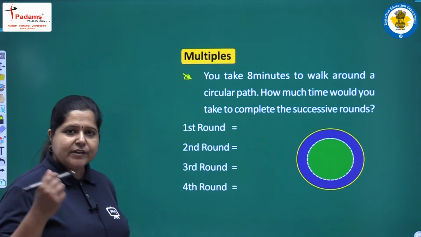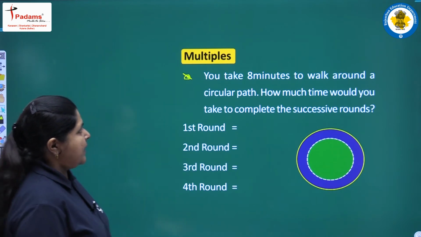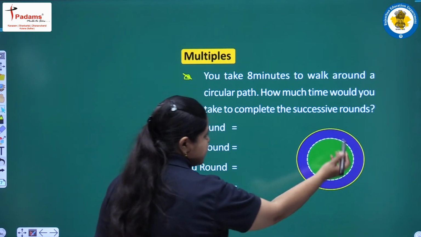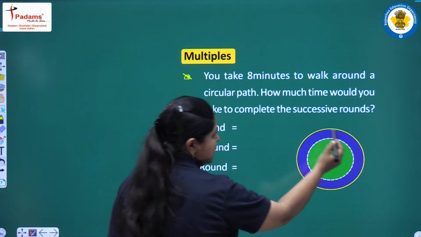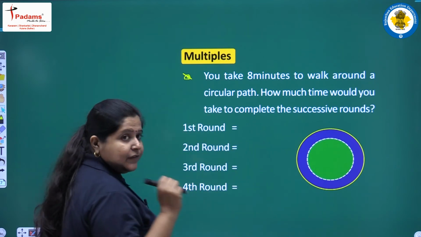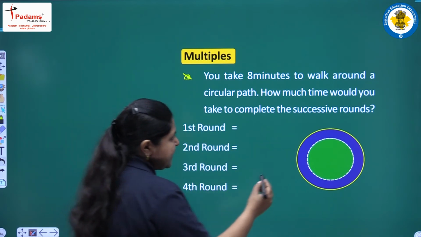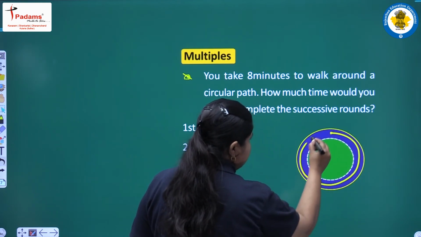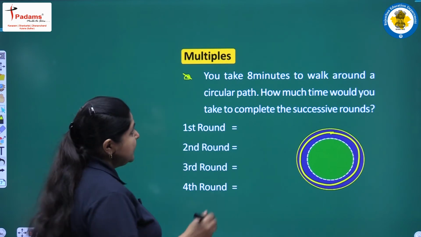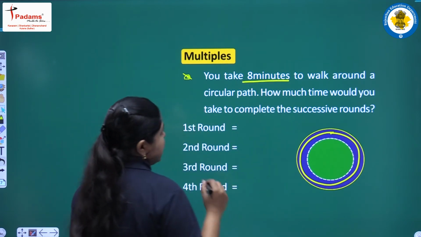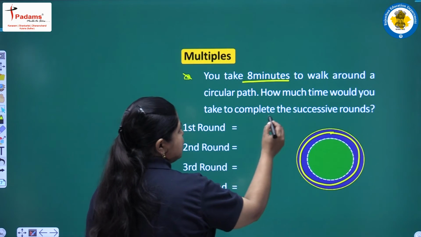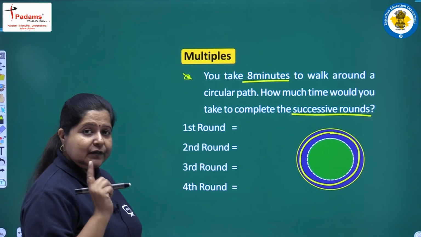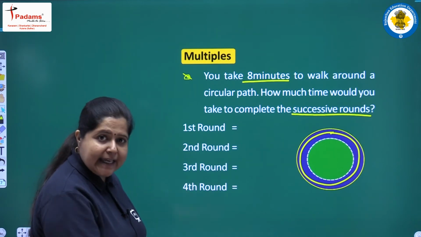Now we move on to a different situation. You take 8 minutes to walk around a circular path. You can see this is a circular path, this blue one, and if you start from here and take one complete round and come back to the same position, you take 8 minutes. How much time would you take to complete the successive rounds? So you are not stopping after one round, you are taking the rounds again and again.